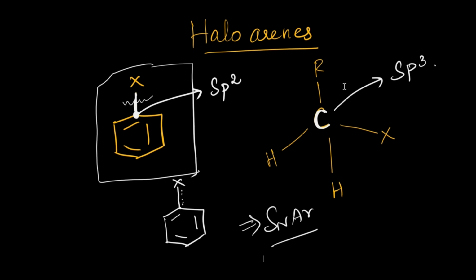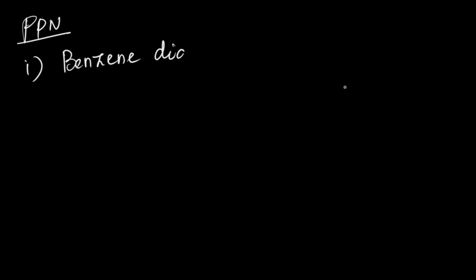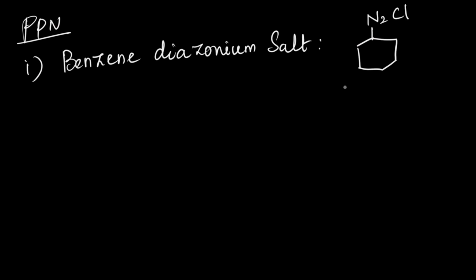Okay, so let's start with the preparation of haloarenes. The first preparation is from benzene diazonium salt, which is very important in synthetic organic chemistry, because this is a very versatile compound which is used to prepare a lot of compounds. How will that look? Benzene diazonium salt will look like this: benzene ring with nitrogen and Cl.